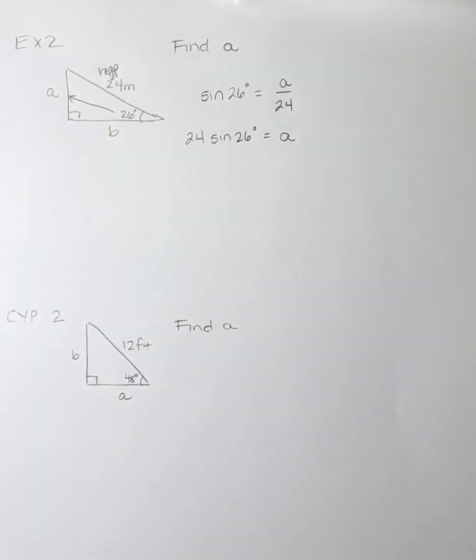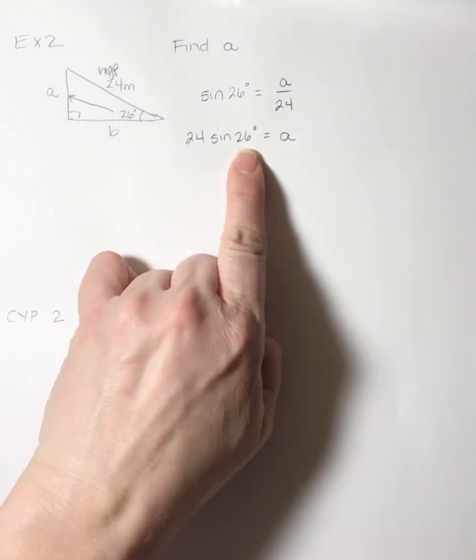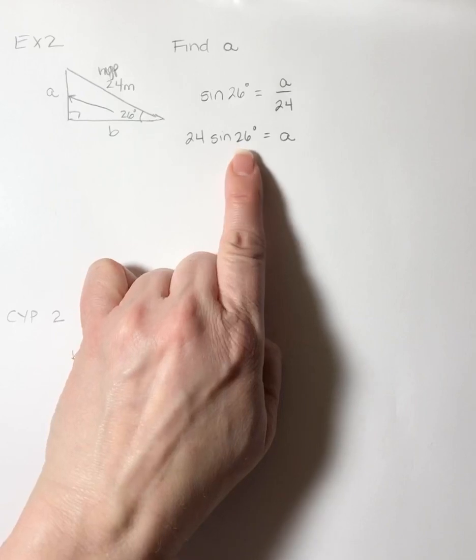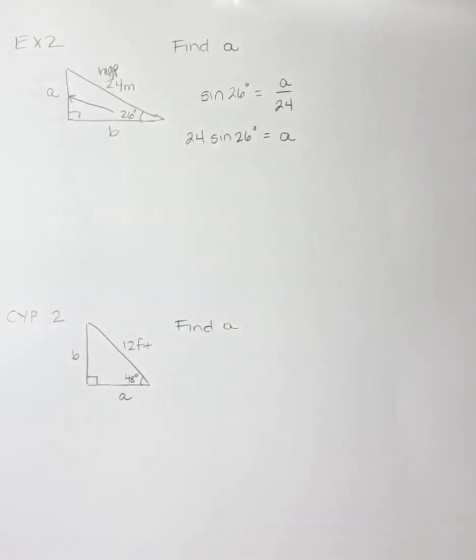Now, that's great. What is the sine of 26? Remember from the previous example we talked about, if you have a 26-degree angle, the ratio, no matter how big or small your triangle is, is always going to be the same. This is one where we need to go to the calculator.